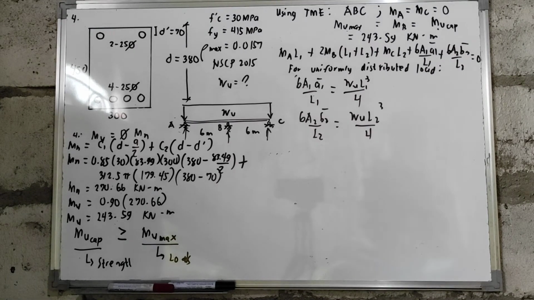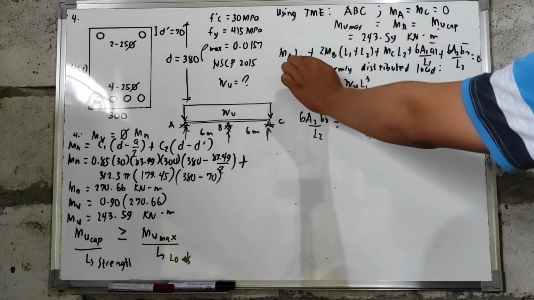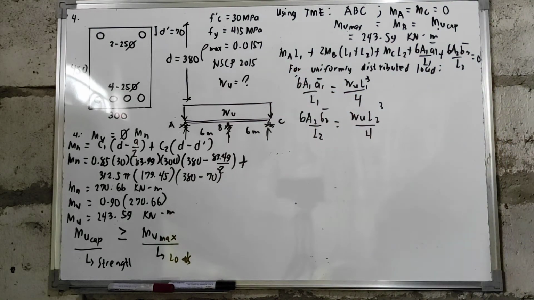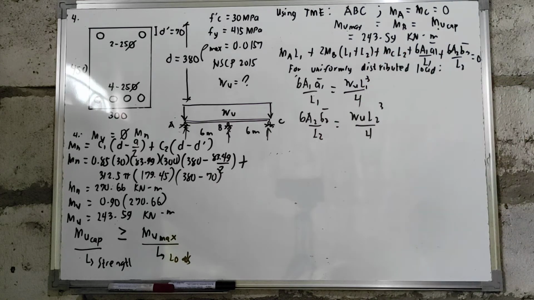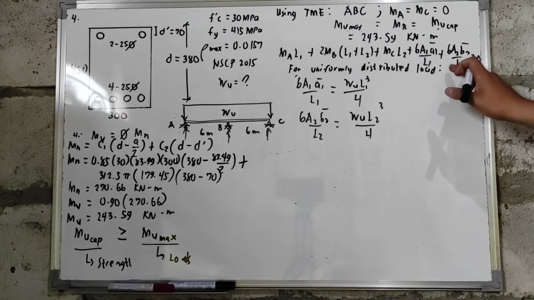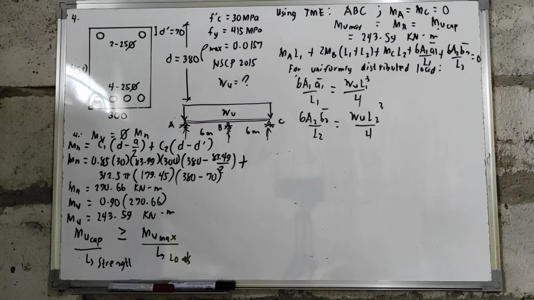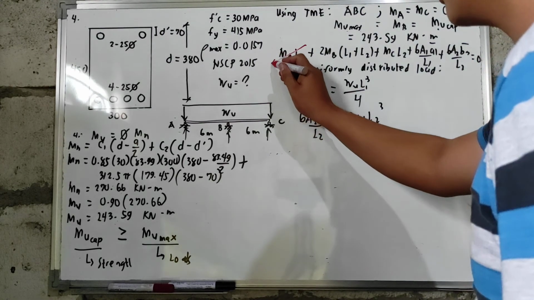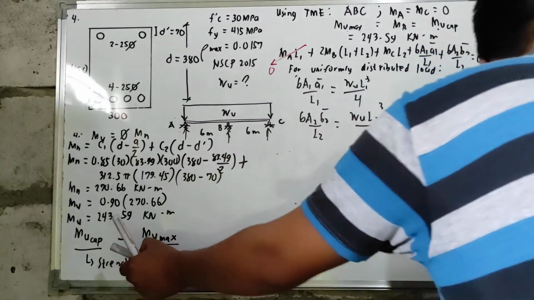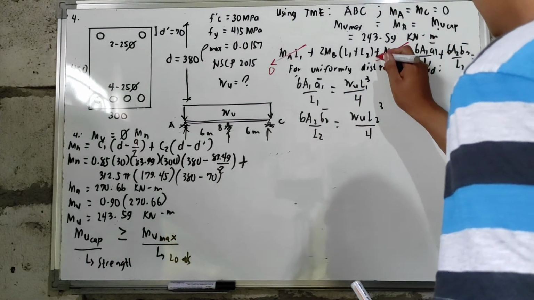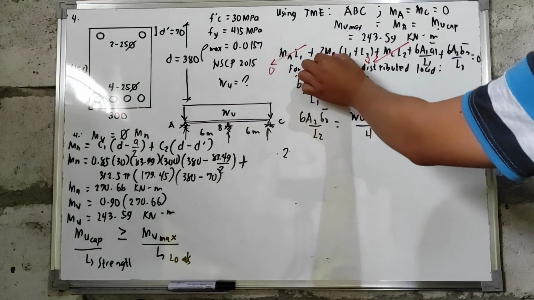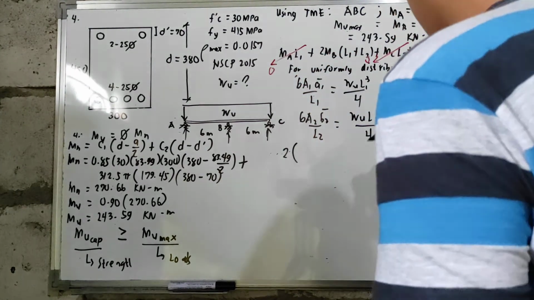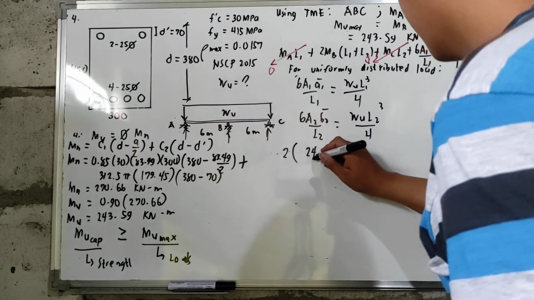So now, let us calculate using etong formula natin for 3-moment equation. So yung MA L1 plus 2MB (L1 plus L2) plus MC L2 plus yung mga factors natin dito is equals to 0. Since yung MA natin that is 0, 0 na to. And yung MC natin that is 0, so 0 na lang natin to. Okay? So for this one, matitira na lang yung 2MB natin. So nangyayari kasi dito, sa MB natin, meron na tayong value which is equal to 243.59.